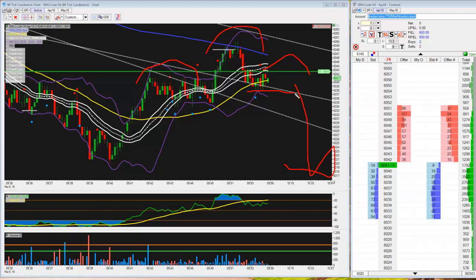Could be a possible entry right around that area underneath this S1 to see if you can catch the rest of this move. It might be worth it. Question is, do I want 65 or 55 ticks? Because that's what I'm asking myself right now.